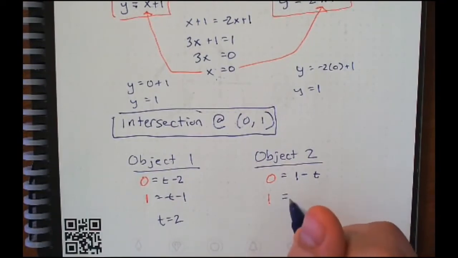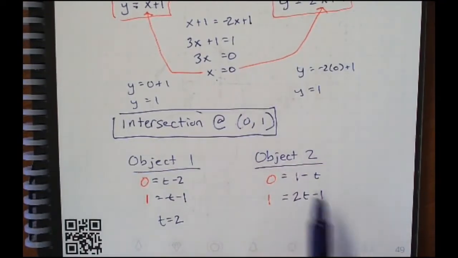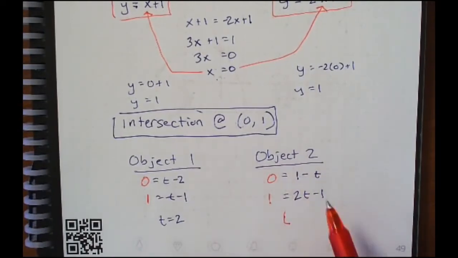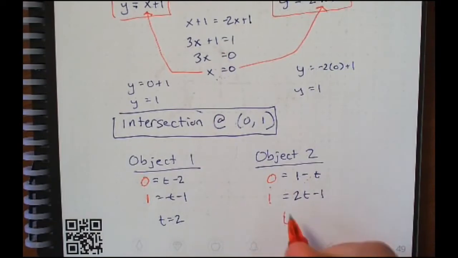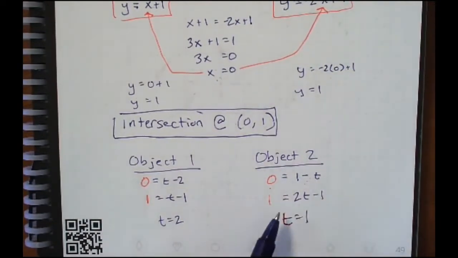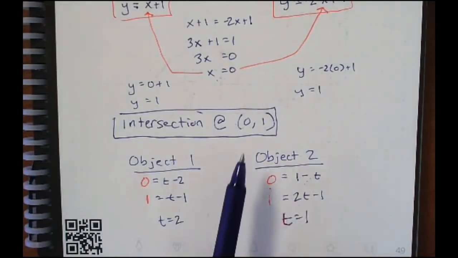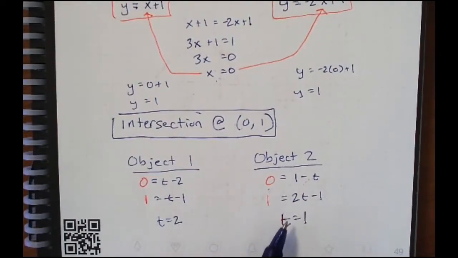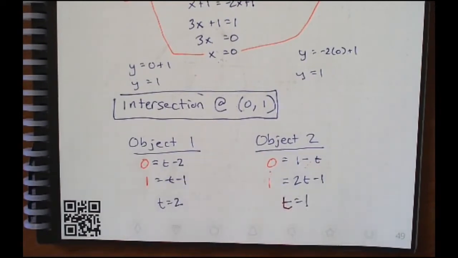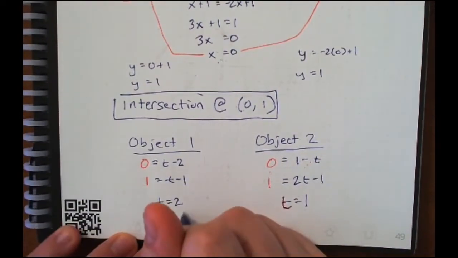So let's see here. What was that? 2t minus 1. So in this case, we get t equals 2. And in this case, we get t equals 2 as well. Oh, we don't get t equals 2. Wait a minute. Plus t, we get t equals 1. Oh, goodness. So object 2 got to this intersection point at (0, 1) at t equals 1, and object 1 got there at t equals 2. So object 2 got there first and was long gone by the time that object 1 got here. So we're going to say that there is actually no collision.